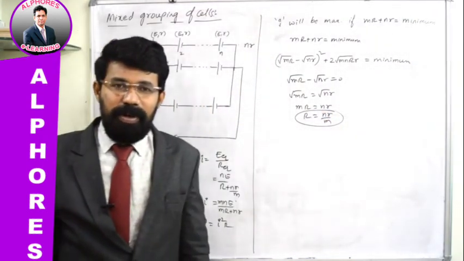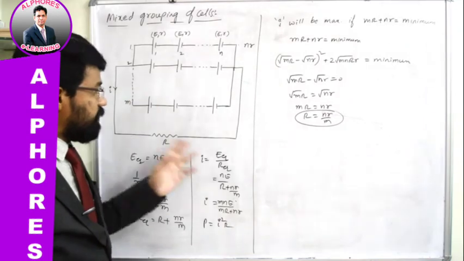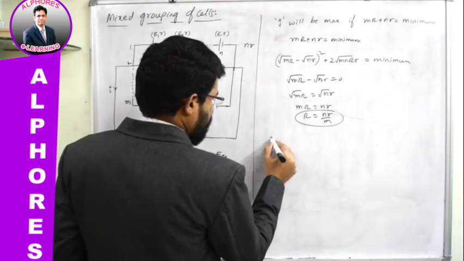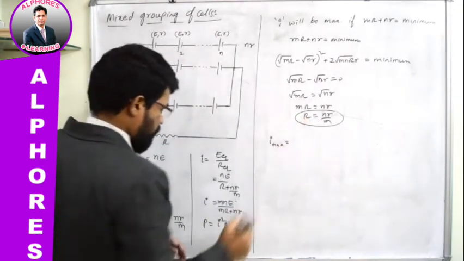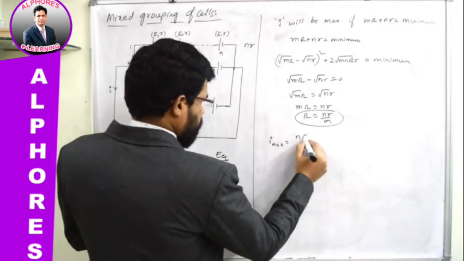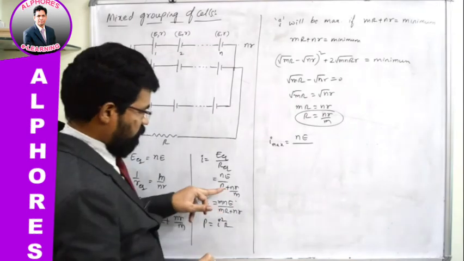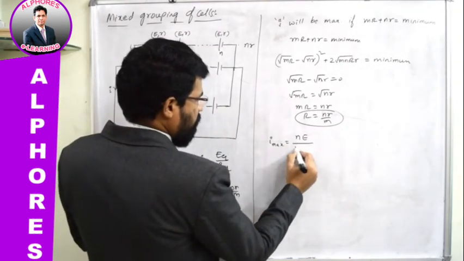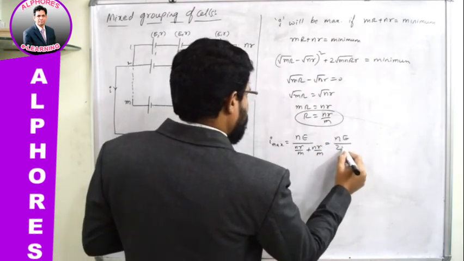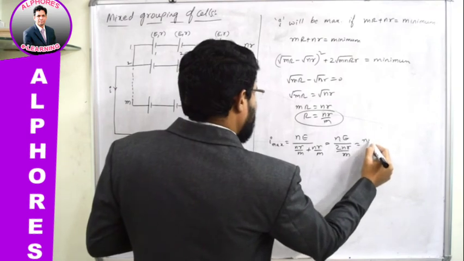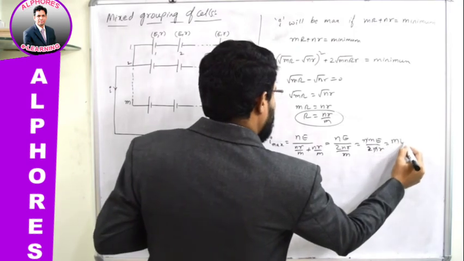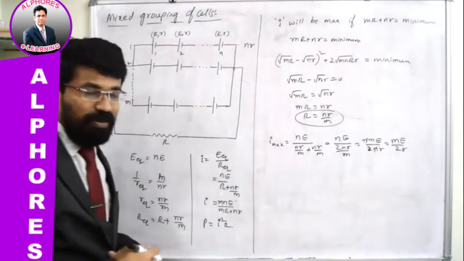So this is the condition. What should be the condition for maximum current inside this circuit? This R value should be equal to NR by M. Let us find out that I maximum value, corresponding to this R. Here I will take I is equal to NE by R plus NR by M. What is R? NR by M plus NR by M. So finally what you will have? NE by 2NR by M, or you will have NME by 2NR. N gets cancelled. ME by 2R. That's what maximum current is.